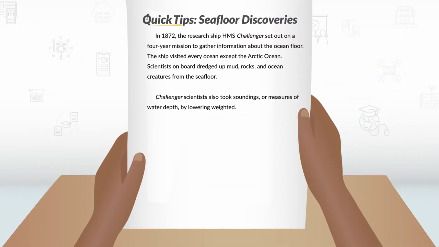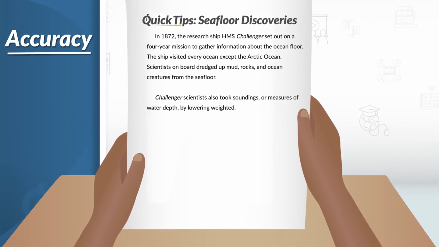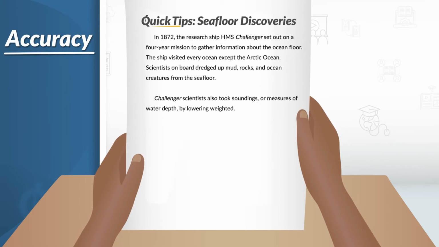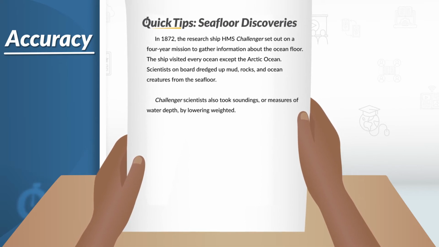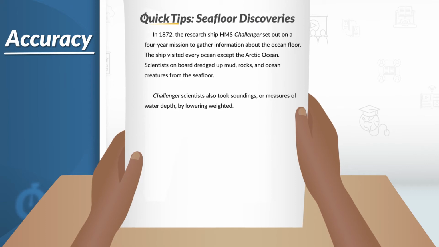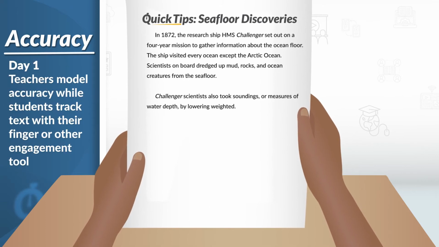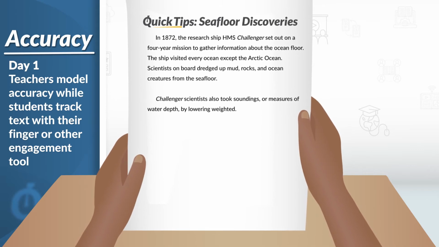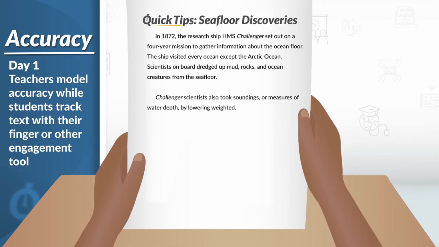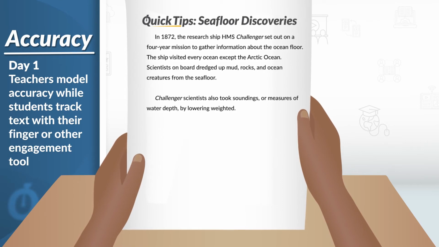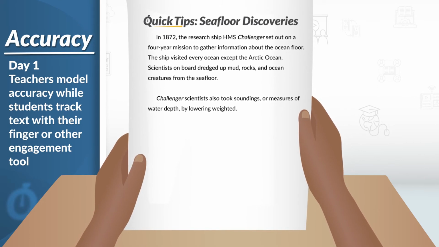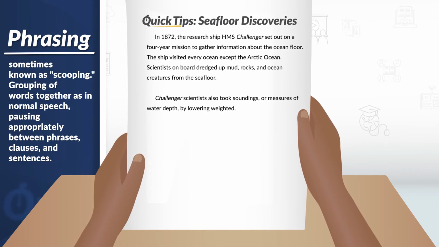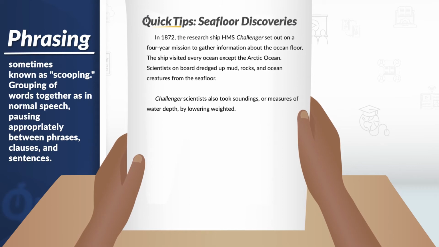First, teachers display a passage from the selected reading of the week. Students should have a copy of the passage inside a sheet protector or have a digital copy available for online markup. On day 1 of the fluency routine, teachers model accuracy, while students track the text with their finger or other engagement tool, such as a pencil, eraser, craft stick, or paintbrush. After modeling for accuracy, engage students in identifying how to chunk sentences into phrases.